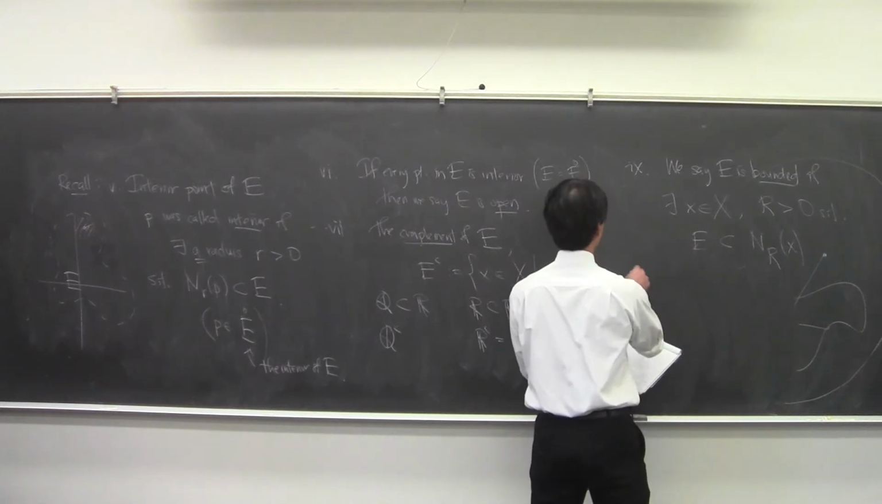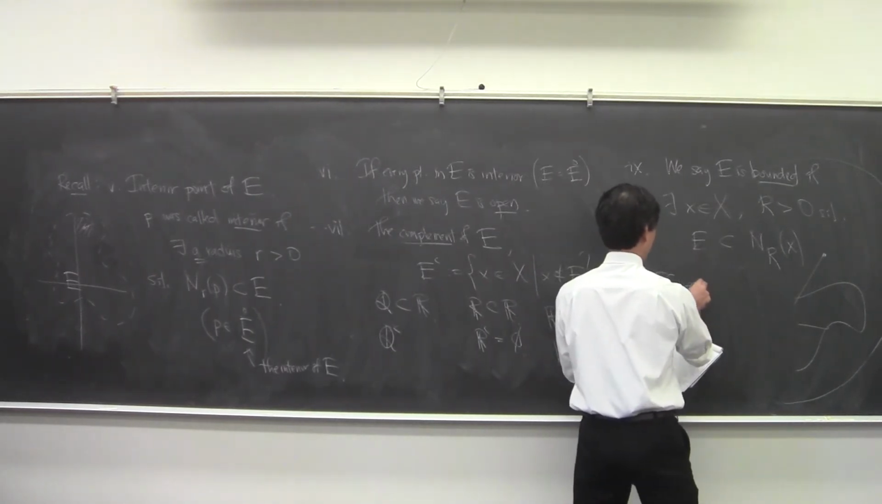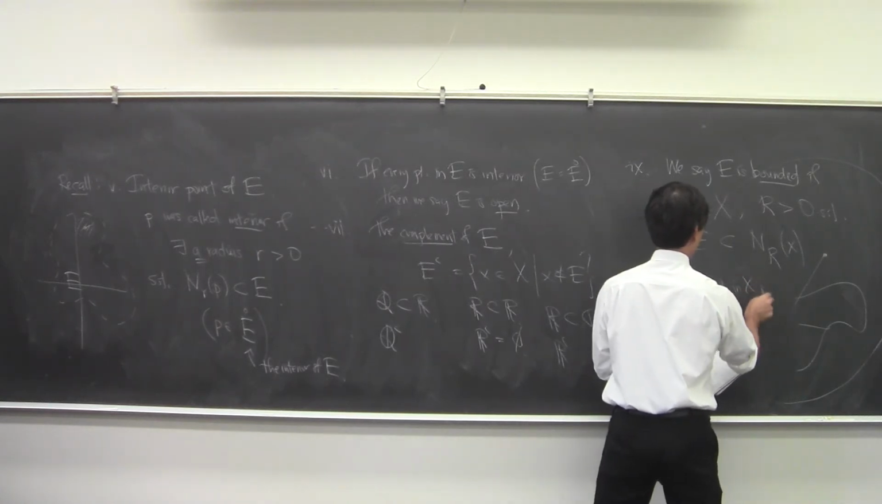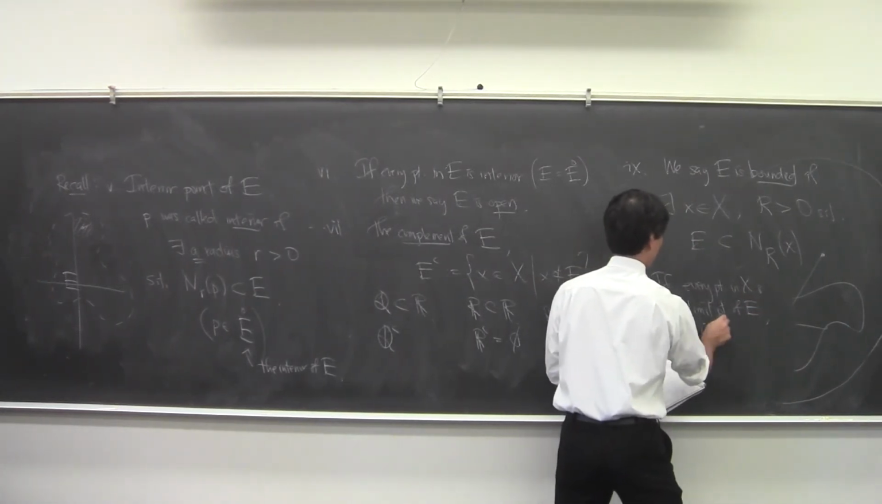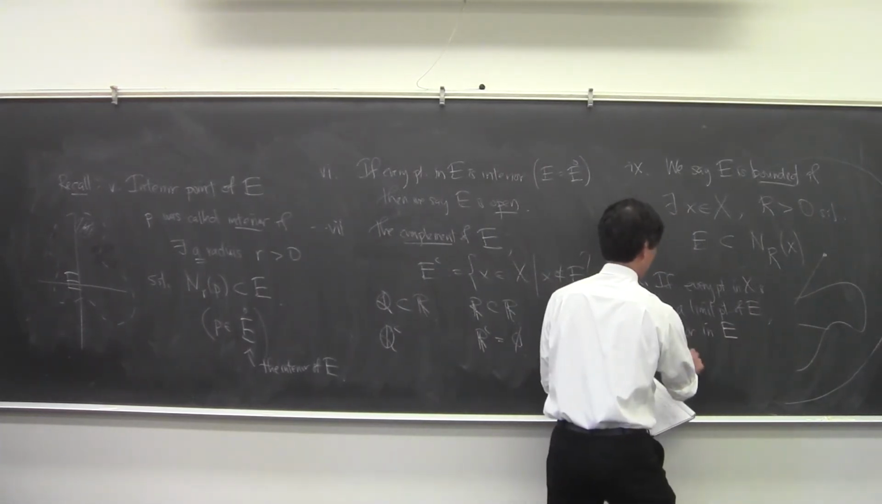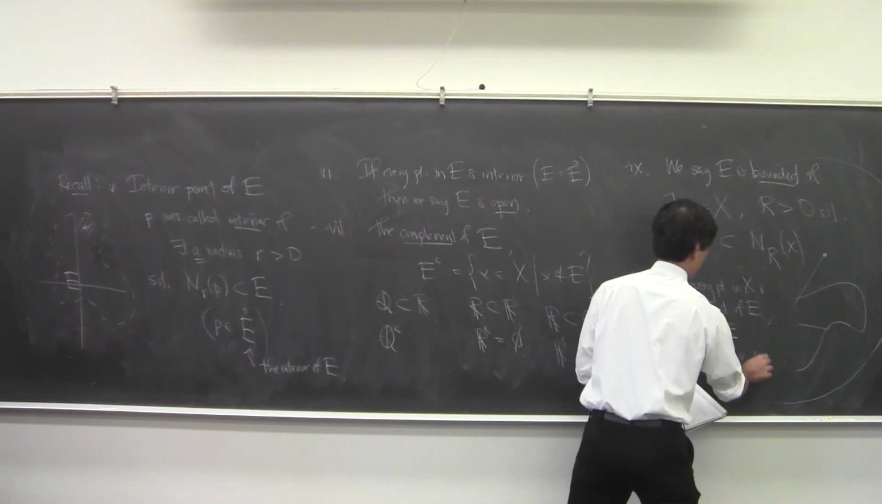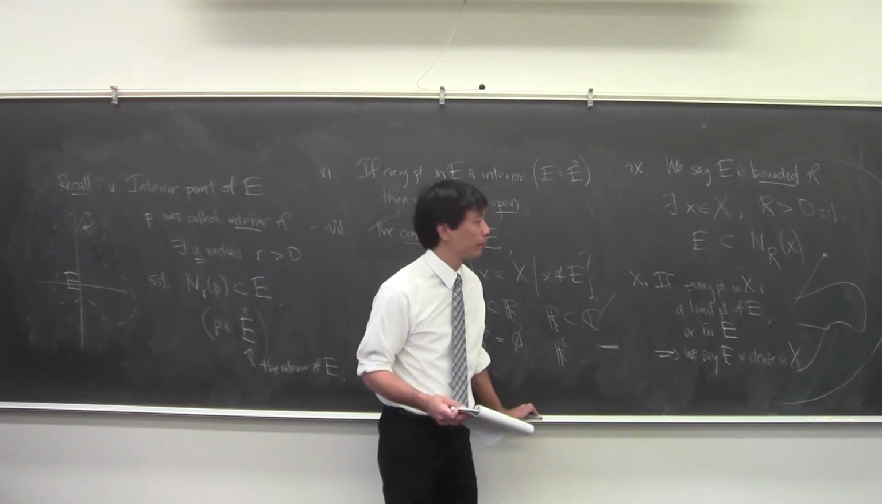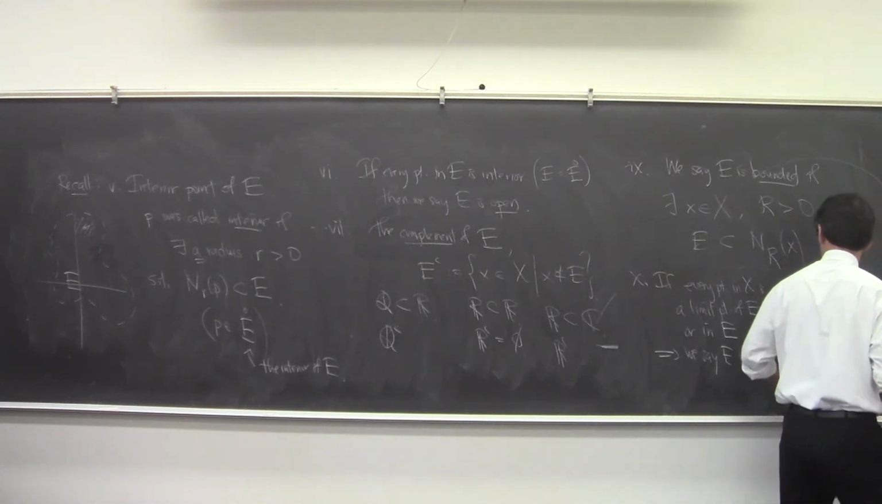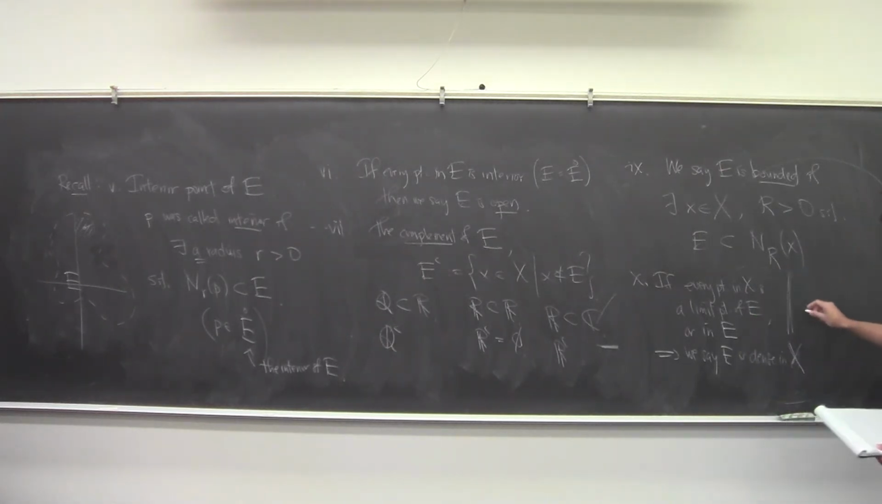The last definition: if every point in X is a limit point of E, or in E itself, then we say E is dense. To use the notation we put out earlier, if X is equal to E union its limit points, if everything in X is either in E or is a limit point of E, then we say E is dense in X.